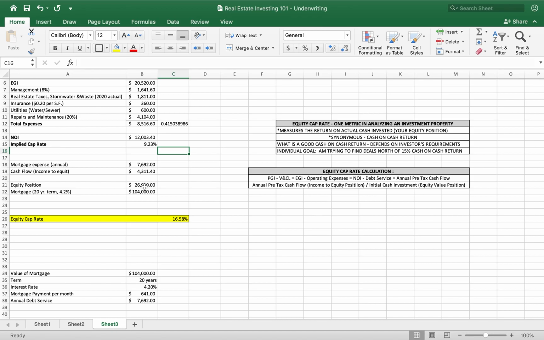A question that I get a lot is, what's a good cash on cash return? What should I look for? And it really just depends on the investor's requirements and what they're wanting to do in their overall real estate portfolio plan. They might get a less risky asset and they're willing to settle for a lower cap rate as well as a lower equity cap rate.